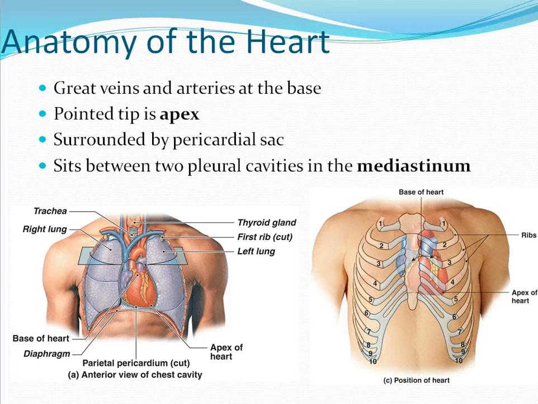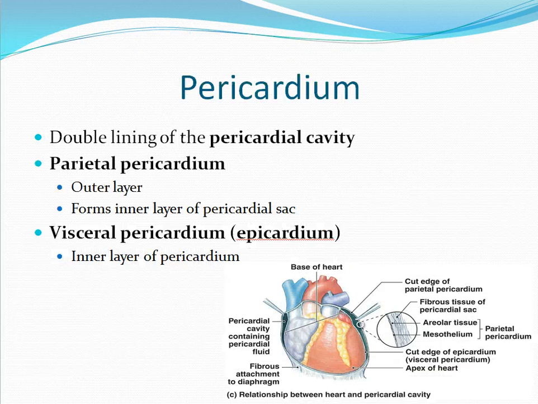The heart is surrounded by a pericardial sac and sits between the two pleural cavities in the mediastinum. The pericardium represents a double lining of membranes within the pericardial cavity. You can envision the pericardium by imagining you have a deflated balloon or a deflated ball, and then you punch your fist into it. Your fist represents the heart, and the deflated ball or balloon represents the pericardium, the two layers of the pericardium surrounding the heart.